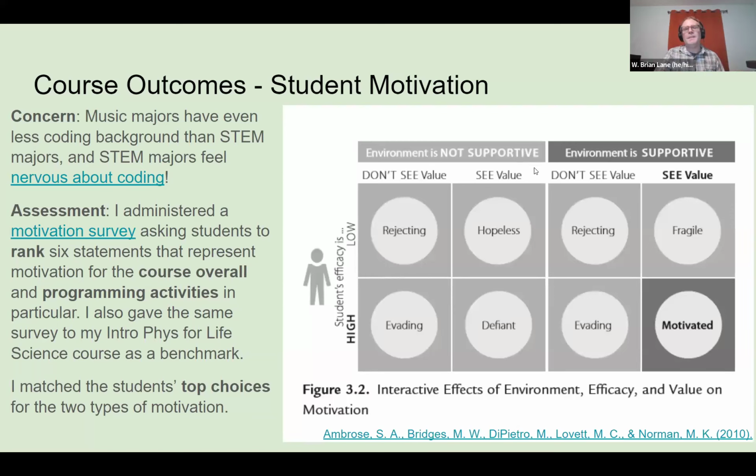The second thing that impacts motivation is whether they perceive the environment as supportive, right? Do they feel like Dr. Lane's got their back, or do they feel like Dr. Lane is just handing them work and then walking out the door? And then lastly, there's the question of whether they see value in the course. So seeing value, obviously, they think it's relevant to them. They think it's something that's going to be useful to them. If they don't see value, it doesn't matter if the class is supportive or if they think they can do it. If they don't see value, they're going to avoid the class, right?